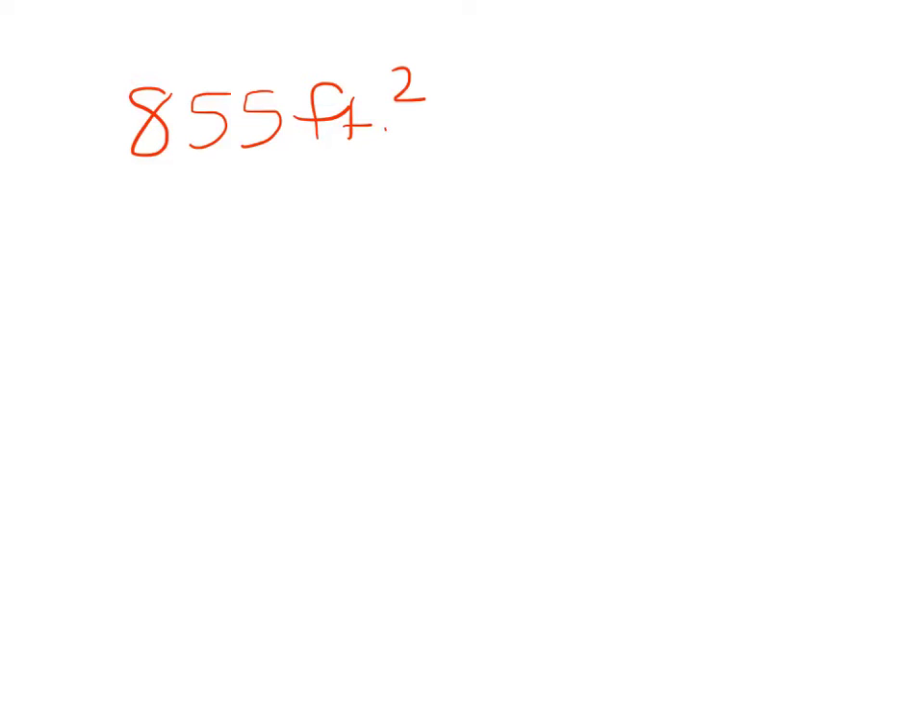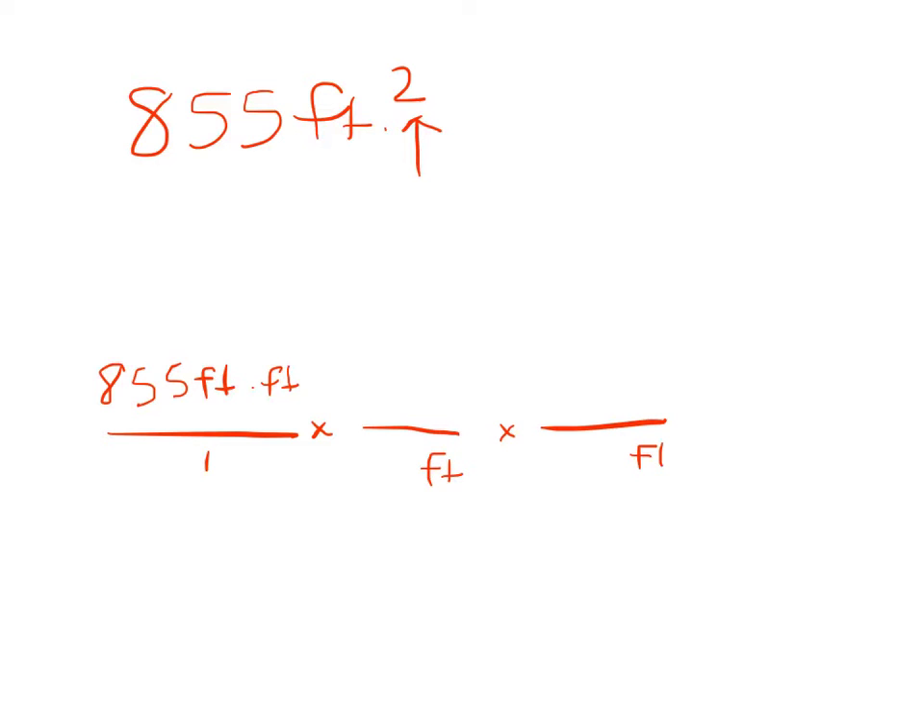So 855 feet squared is feet times feet. That's feet squared, and we'll put that over a 1. And now we multiply it by unit multipliers, and we need 2 of them because the square here tells me I need to also have square yards. So I want to cancel out my feet, so I put my feet on the bottom. I know I want to end up with yards. I put yards right here.